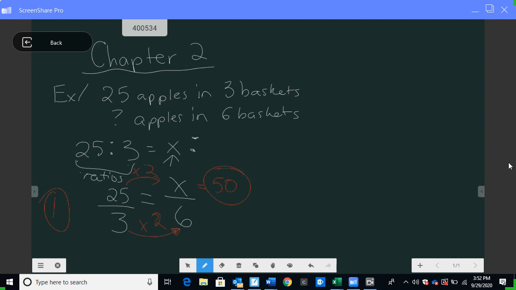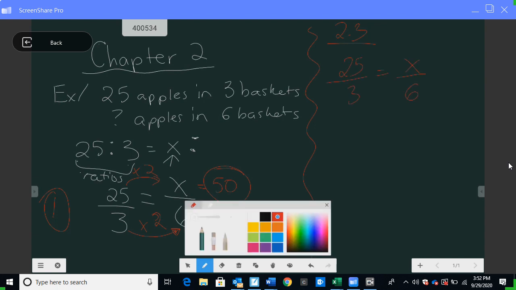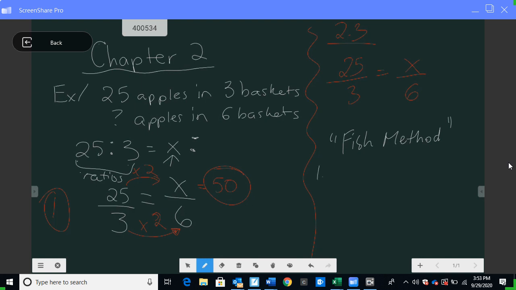But we learned another method, and this was 2.3 that we learned this week. We looked at that fraction. We said 25 over 3 equals x over 6. All right, and we said there's an easier way to do this, and it's called cross multiply and divide, or the fish method. My first step is I have to start at the non-variable. It's always the number opposite to the variable. So if I look, there's my variable, my x is my unknown. I have to start at the 6. That's where I'm starting.